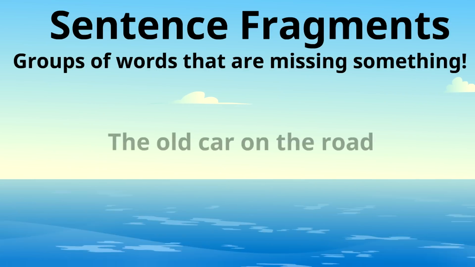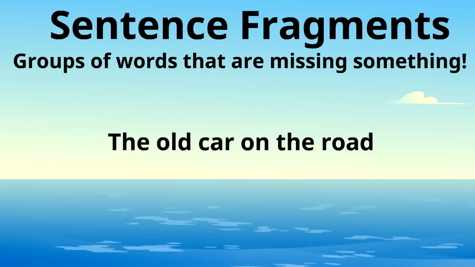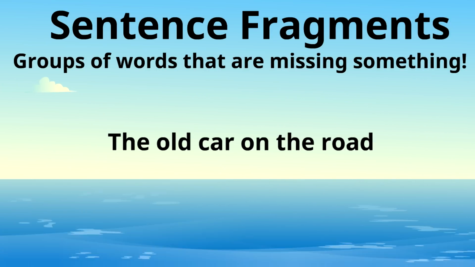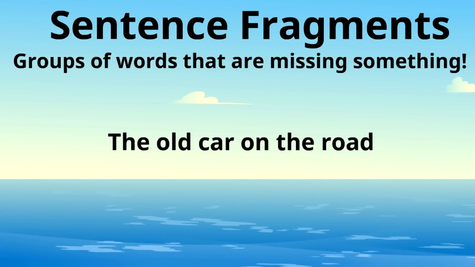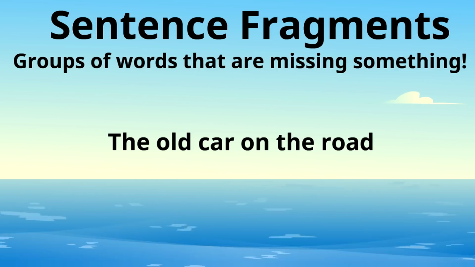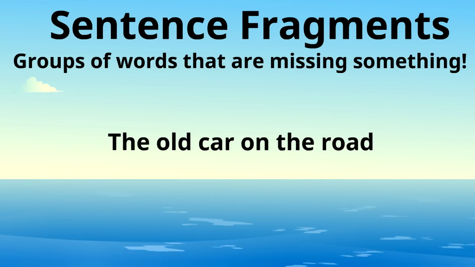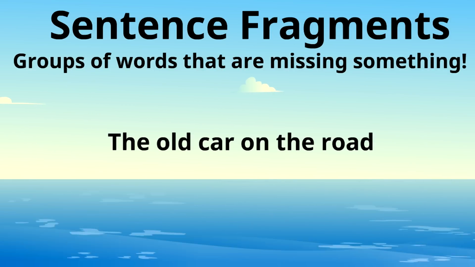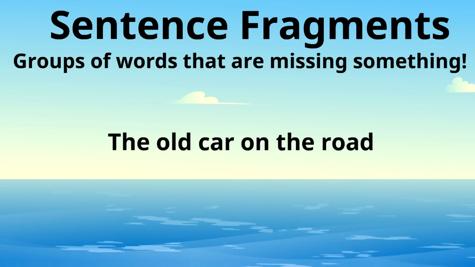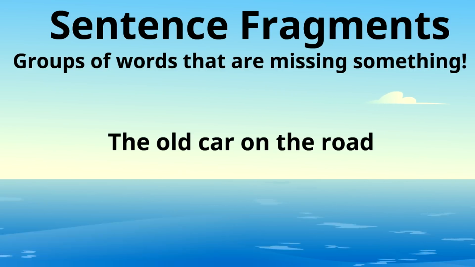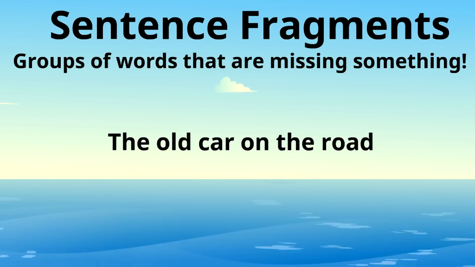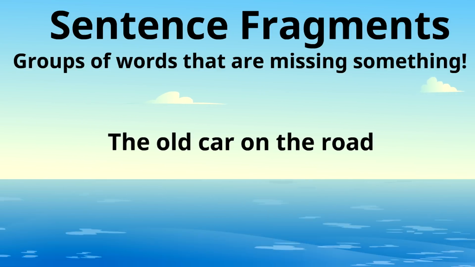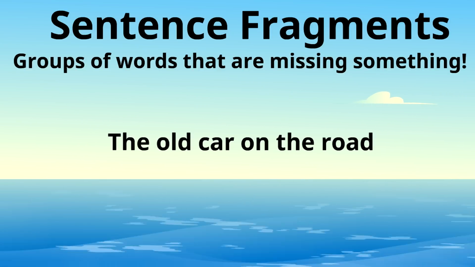Look at this one. The old car on the road. Wait a second, this doesn't have a verb. The old car on the road? It's missing something, isn't it? It's a sentence fragment. It's not telling us what the old car on the road is doing. It's just saying, the old car on the road. Well, what about it? What is the old car on the road doing? This is a sentence fragment. It's a group of words that's missing something.